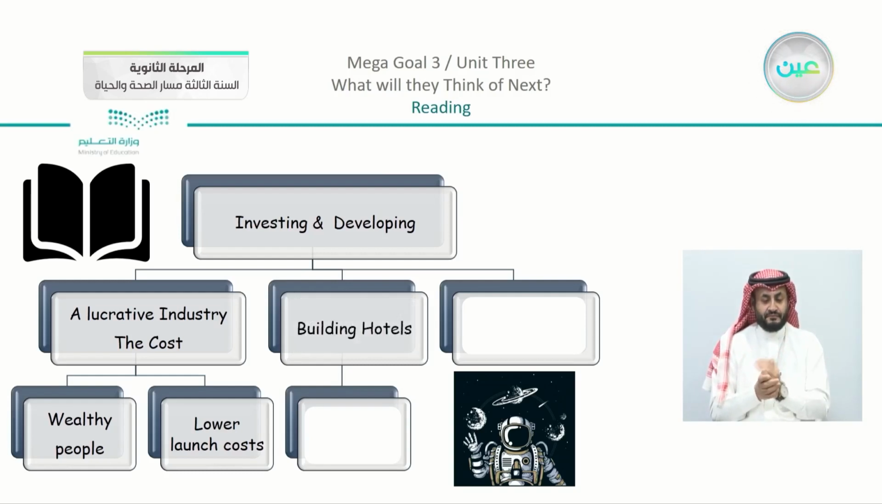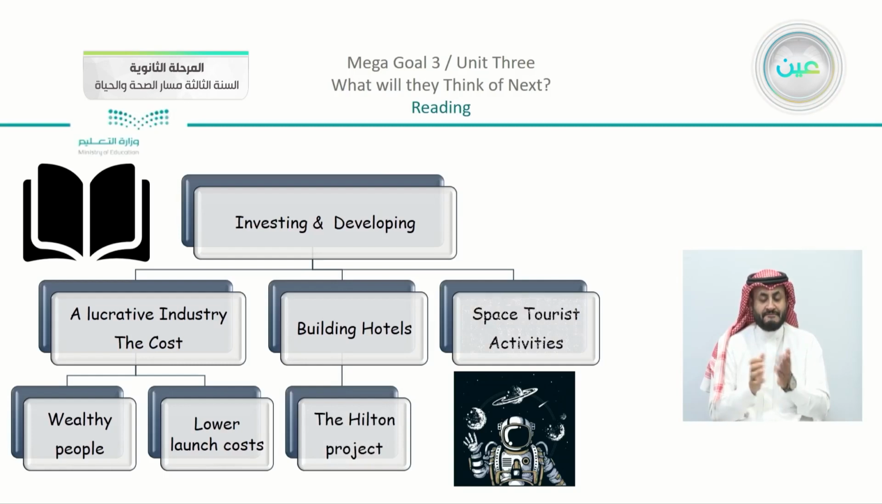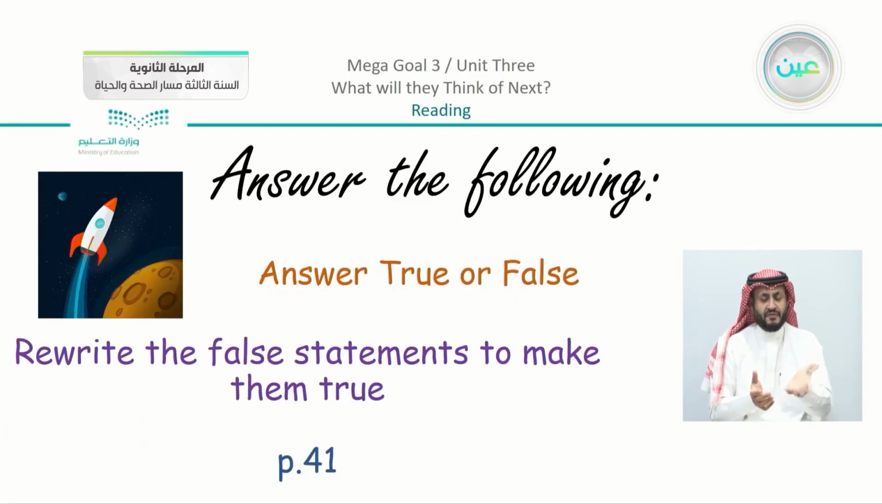The second part is about building hotels, as we mentioned when we talked about the Japanese company. And the part of the hotels mentioned the Hilton project. And we come to the end, which is space tourist activities. So we have here these parts.